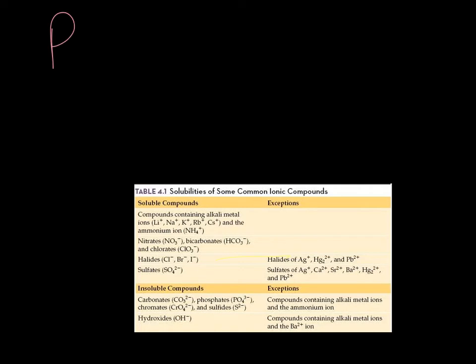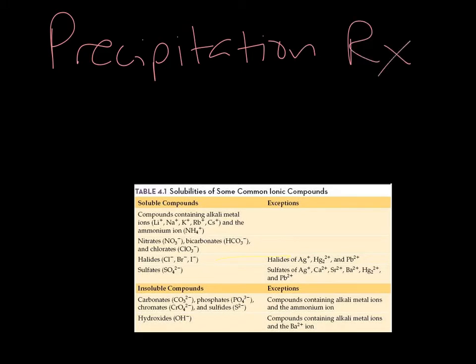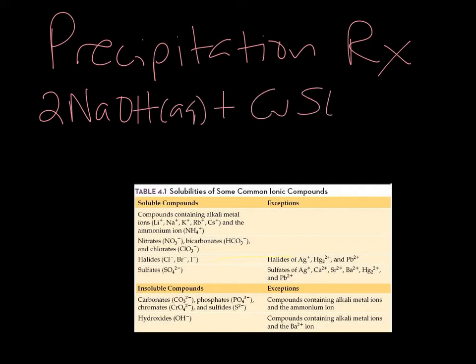Another type of reaction is a precipitation reaction. And in a precipitation reaction, ions swap. Your book calls it a double replacement reaction. So let's say that we have two equivalents of sodium hydroxide aqueous reacting with copper sulfate aqueous. Okay, and we want to know what's going to happen to the products there.